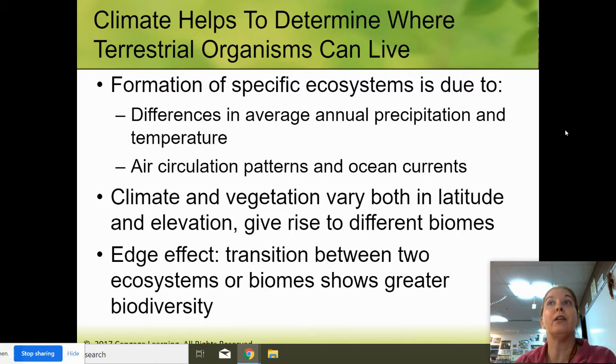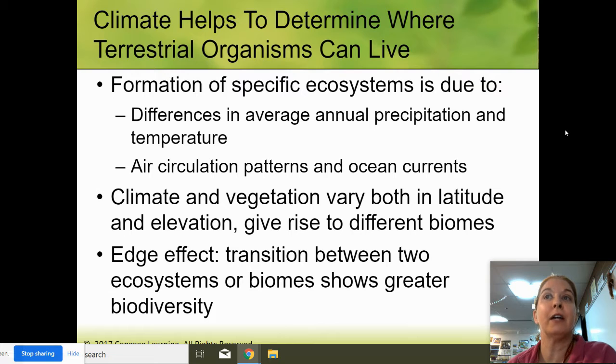Formation of specific ecosystems is due to a couple things: differences in average annual precipitation, so how much rain or snow you get, and the temperature, and then air circulation patterns and ocean currents. Climate and vegetation vary in both latitude and elevation, and they give rise to different biomes.